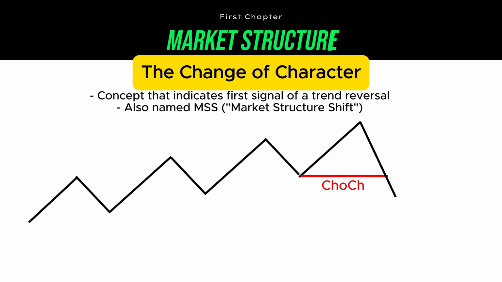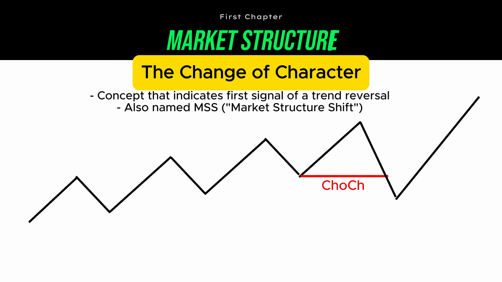So essentially, the change of character signals a deviation from the initial trend. This is where its name comes from, by price changing how it looks, changing the order flow. We can also name the change of character a market structure shift. They are essentially the same concept. But it is important to know that the change of character is only the first signal of a reversal. It is not a confirmation, because what can happen is price just breaking the low and then going straight to the upside, essentially continuing the uptrend.